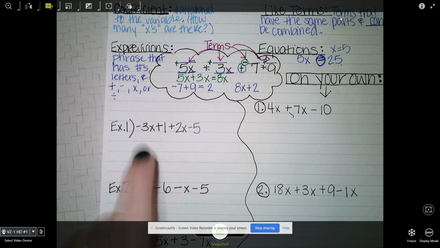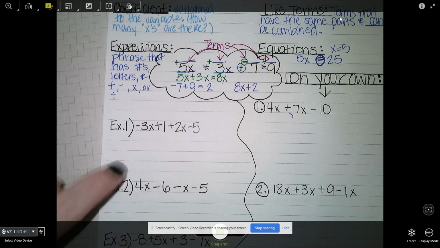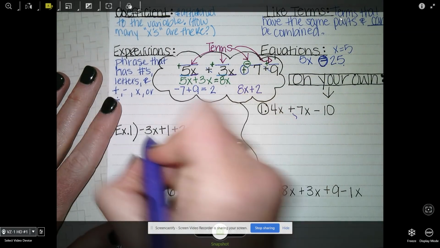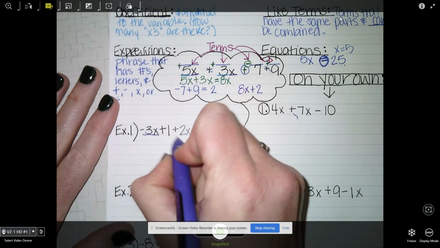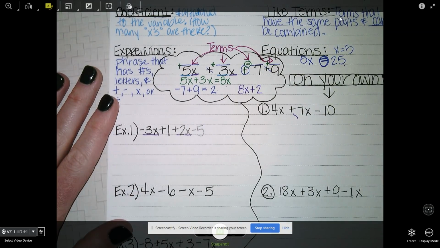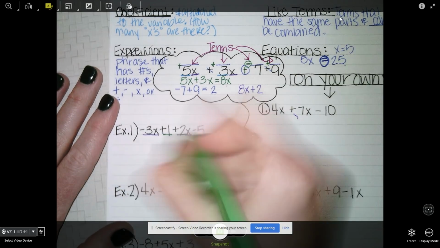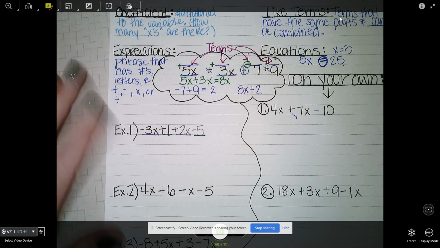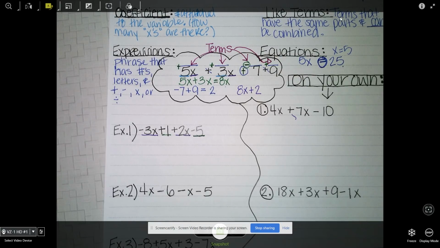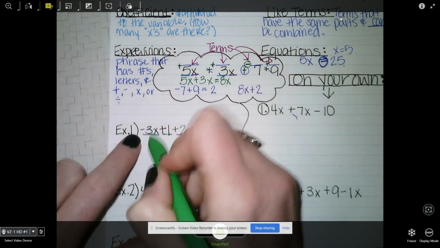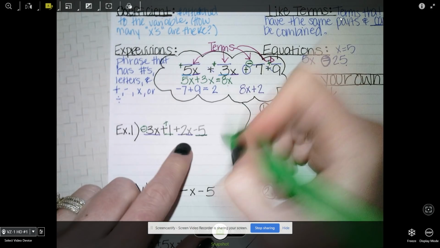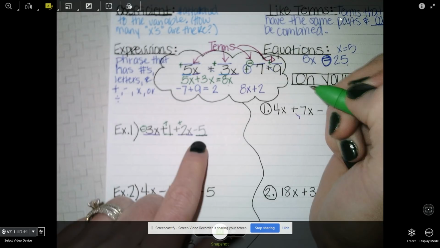All right. We're going to go to example number 1. I'm going to first identify my like terms. I'm sorry, I'm going to start with that. So purple is going to be my x's. So I have -3x here and I have 2x here. And then I have a 1 and a -5 that are similar to each other for this portion. So now what I'm going to do is determine whether or not they're positive or negative. So this -3x is obviously a negative. I have a +1. I have a +2. And I have a -5.